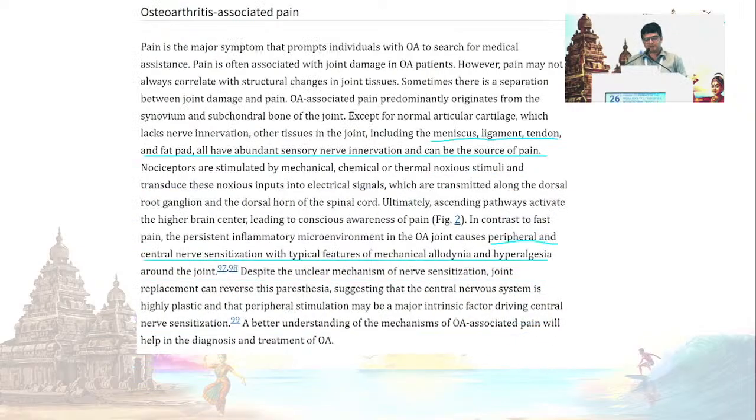So there are multiple papers now, and meniscus, ligament, tendon and fat pad have abundant sensory innervation, and this is also a source of pain.